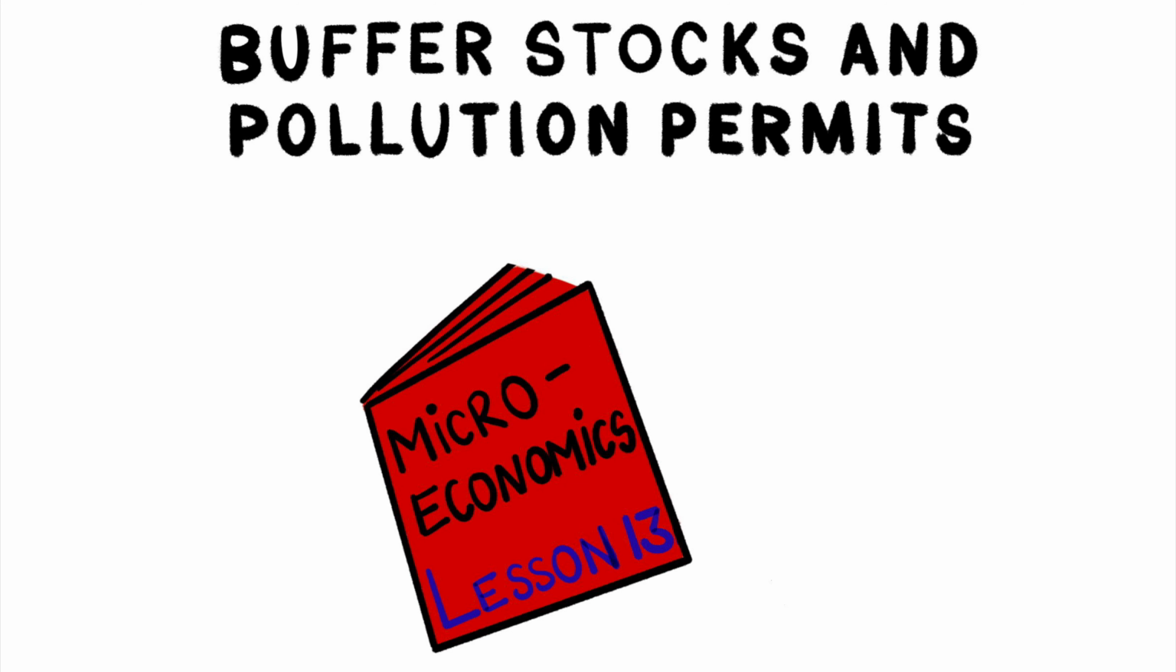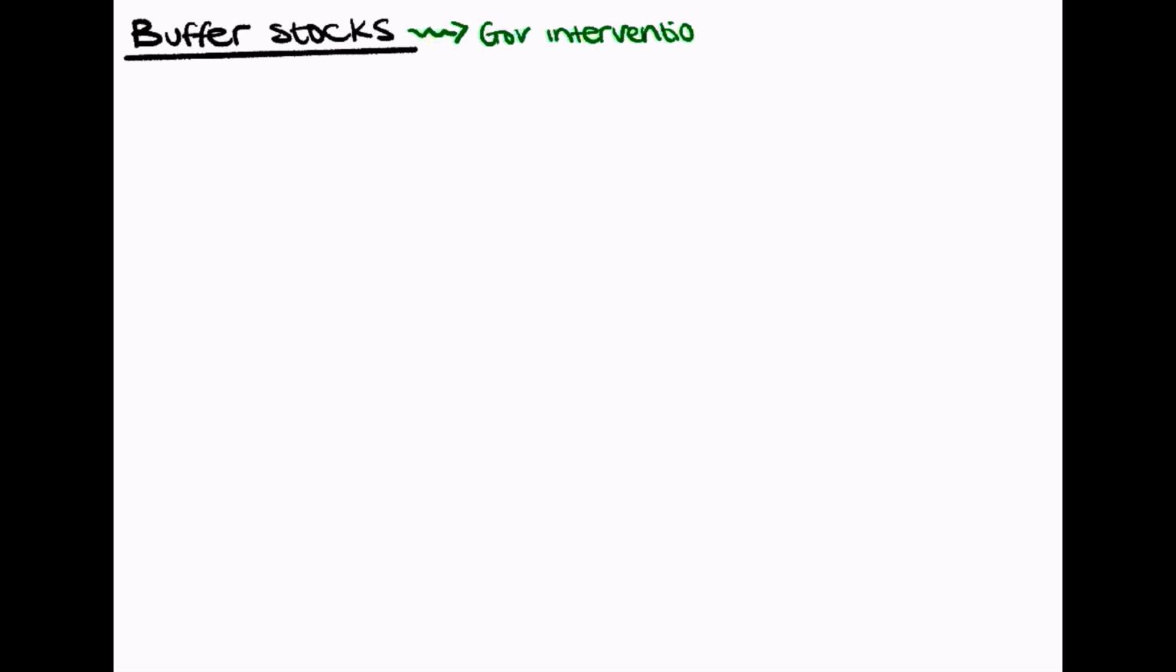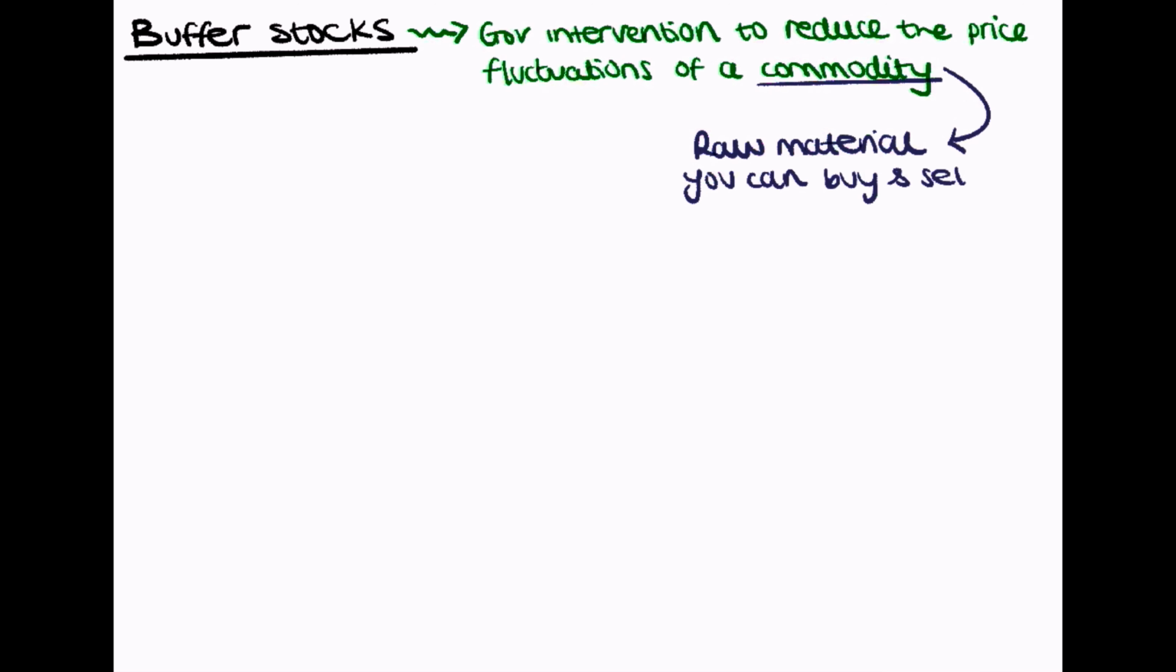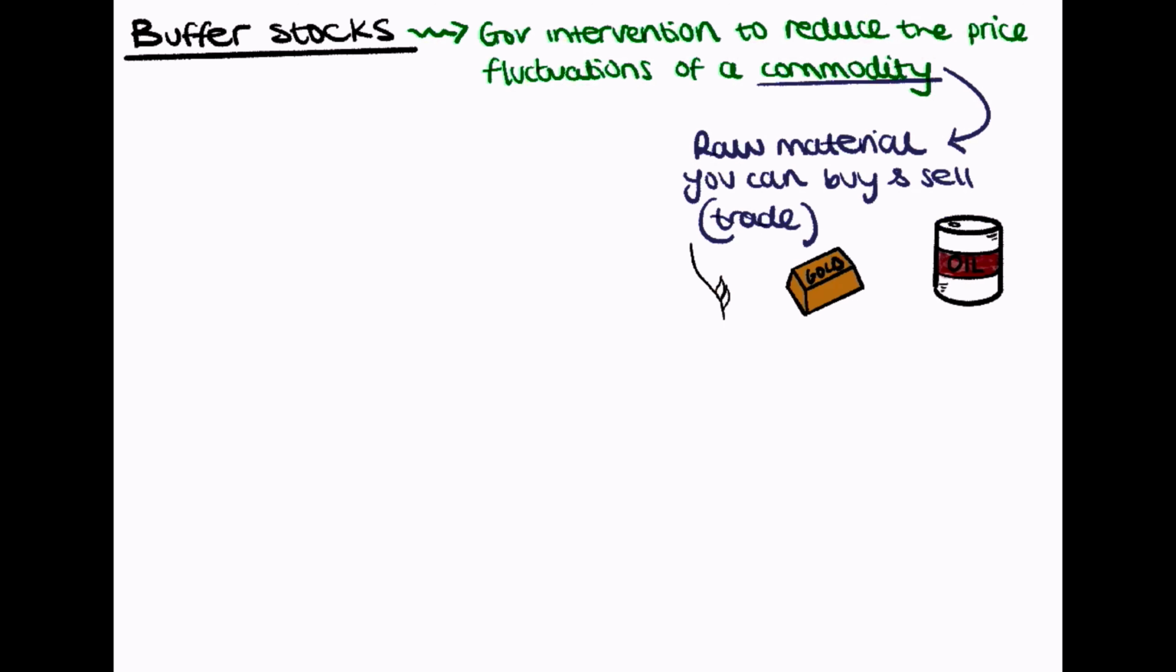Hi guys, lesson 13 is all about buffer stocks and pollution permits. So buffer stocks are an intervention system that aim to limit the fluctuations of the price of a particular commodity. A commodity is a type of raw material that can be traded, such as oil, gold, wheat, and cotton.